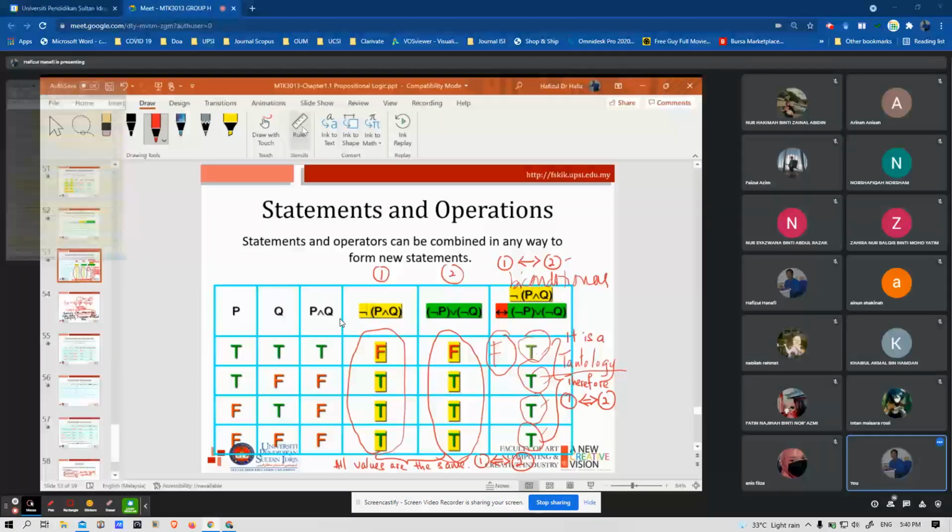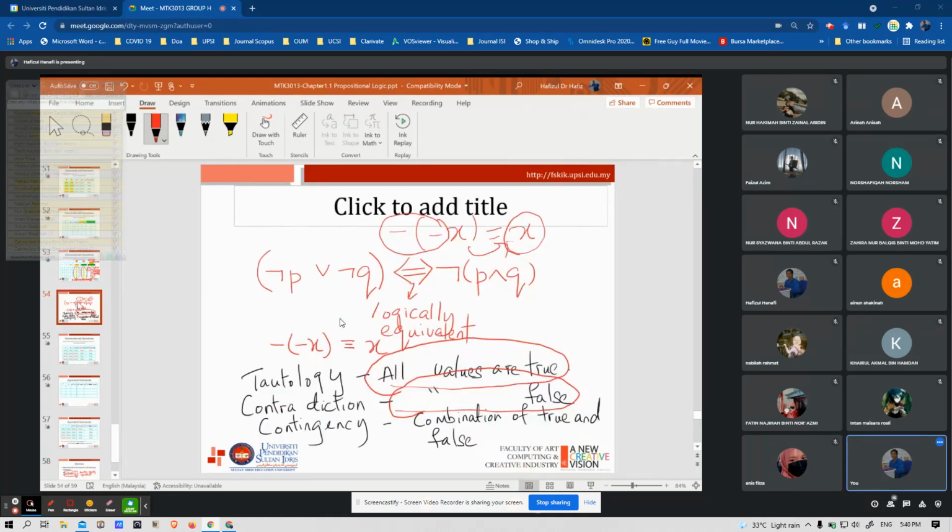Is it okay? Okay, this one is a combination of true and false. Let's say in the truth table you have false, true, true, true. This one is a contingency. If you find all the truth values true, true, true, it is a tautology.